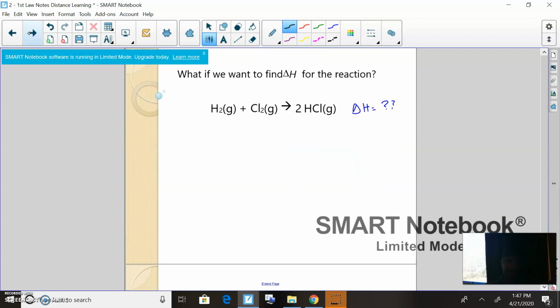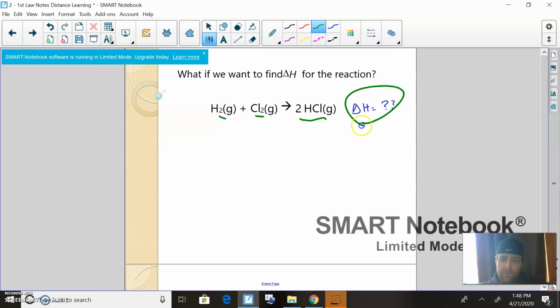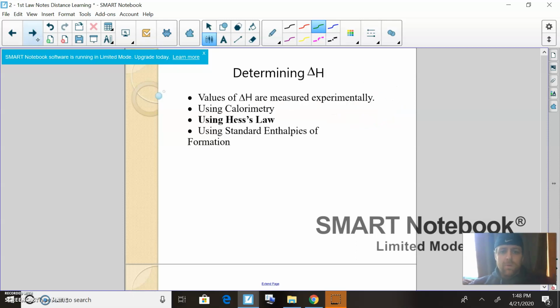So here's a reaction. We want to calculate how much heat is given off in this reaction, and we're not quite sure. It's hydrogen plus chlorine goes to hydrochloric acid gas, which we don't know the delta H for. That would be a very useful thing if you're about to perform this reaction. To determine delta H, there are a few things you can do. You can use values determined experimentally, so doing it in lab, and that's what we would really do if we were in class.